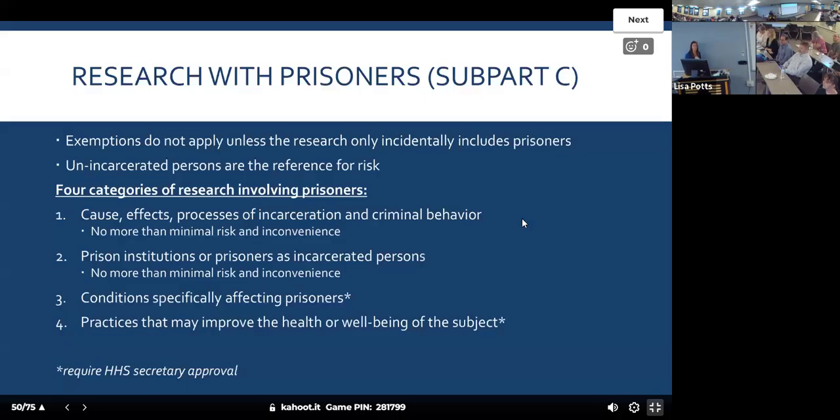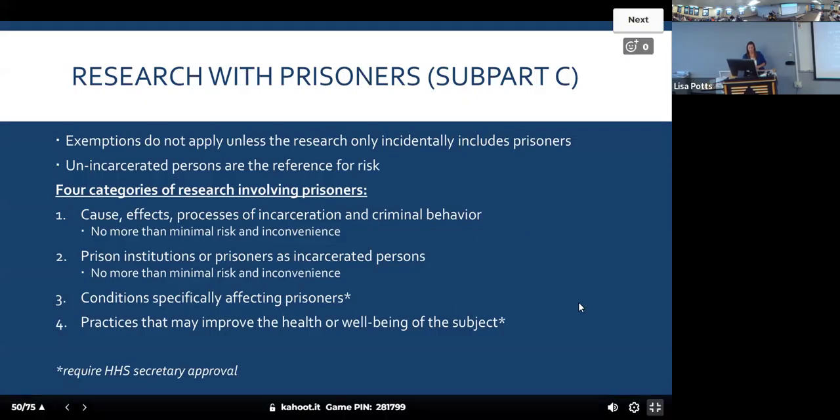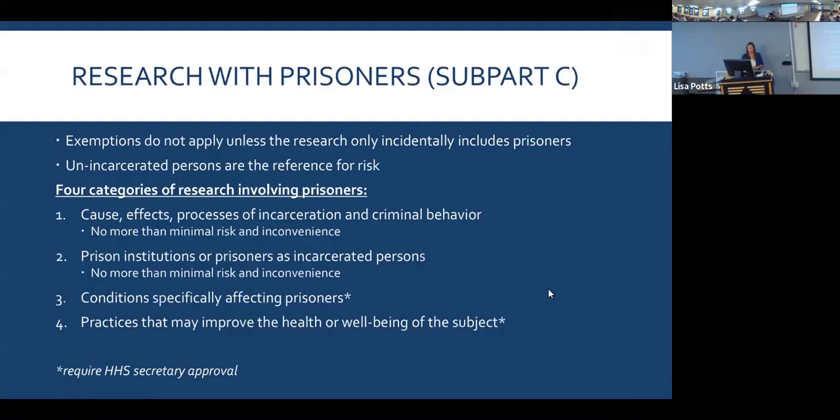All right, so research with prisoners, there are some extra steps that have to happen. Again, exemptions don't apply. This is always going to require full board review. And there are only certain categories of research that you can do with prisoners. So these are the categories here, all right? It can't be any more than minimal risk, and essentially you're using the general population as your reference point for that.